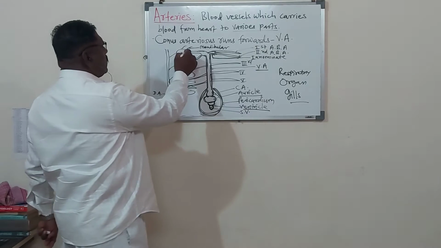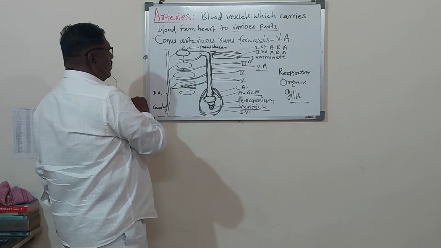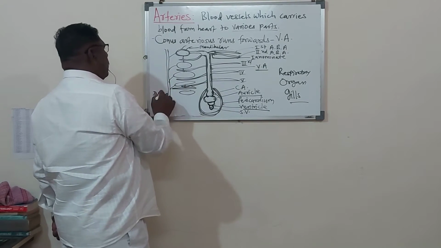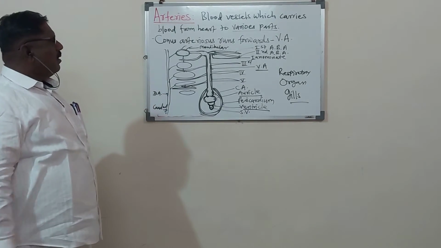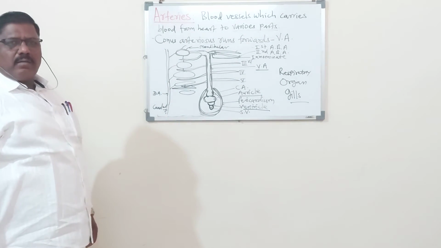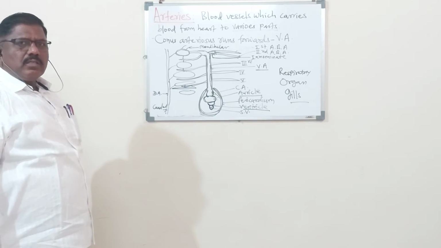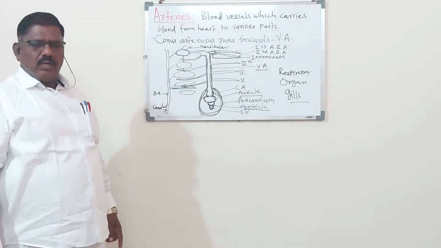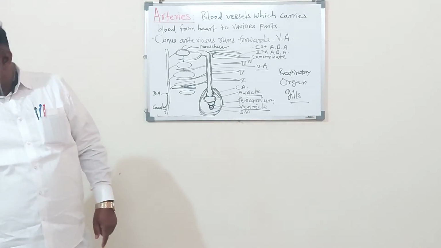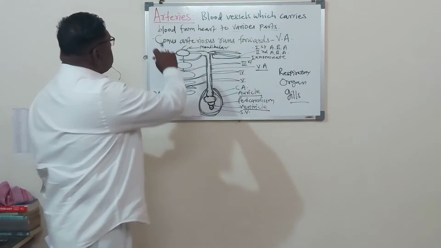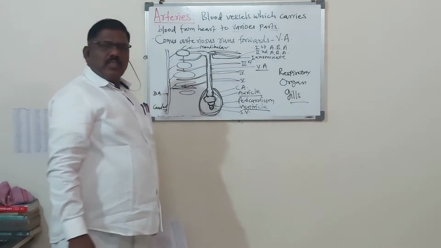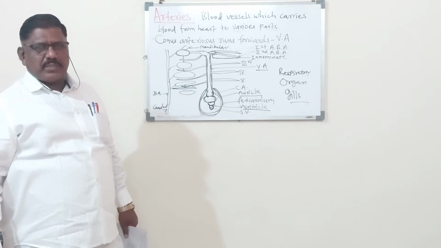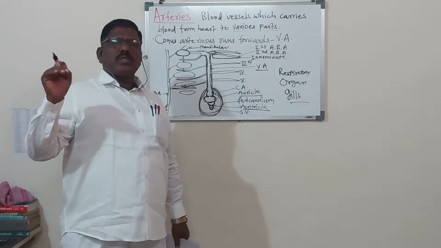Now from the gills or from the gill clefts, here is the dorsal aorta. Here the ventral aorta, here the dorsal aorta. From the gill clefts, the pure, oxygenated blood supplies the different organs and different parts of the body. These arteries make a system of fine blood vessels, capillaries, going toward the tissues up to the cells.